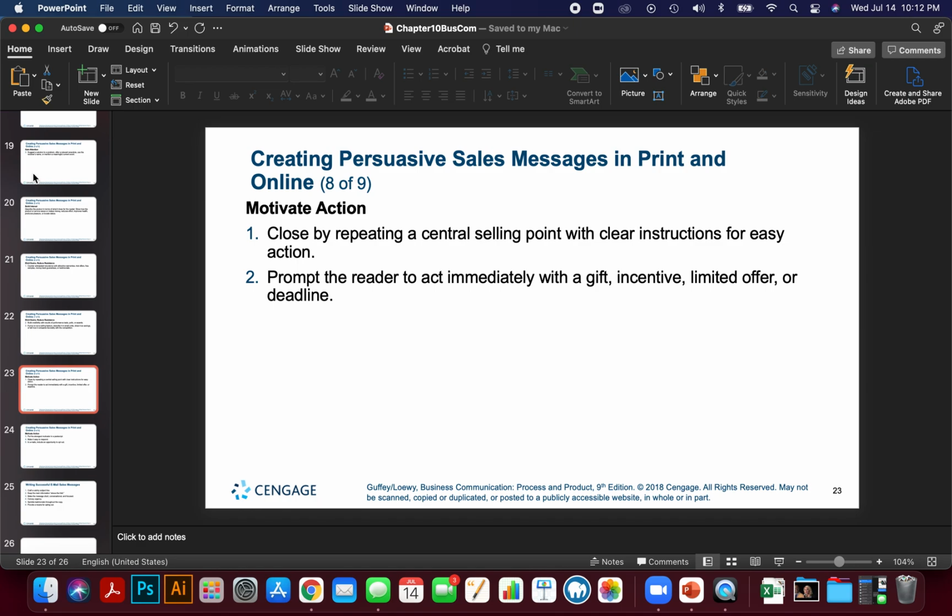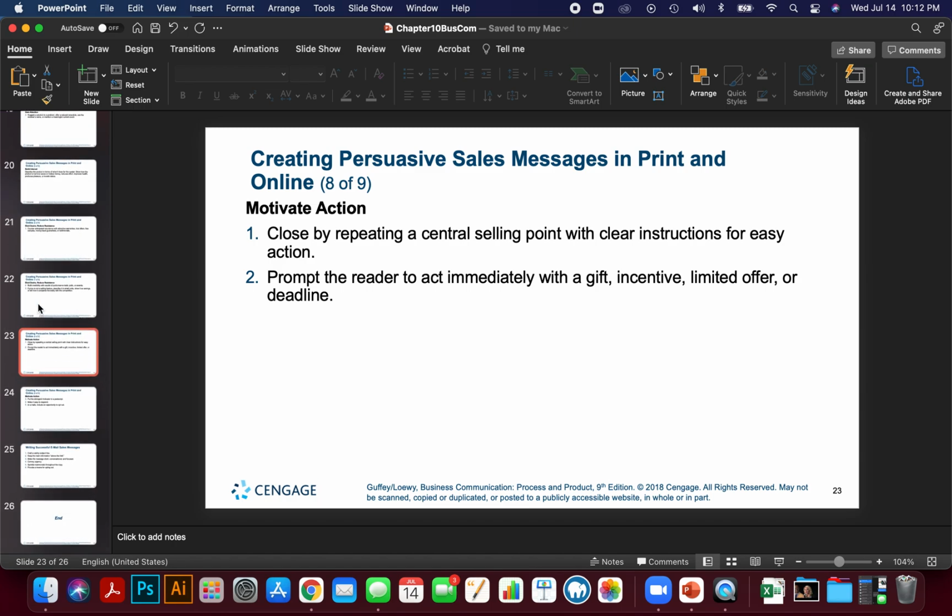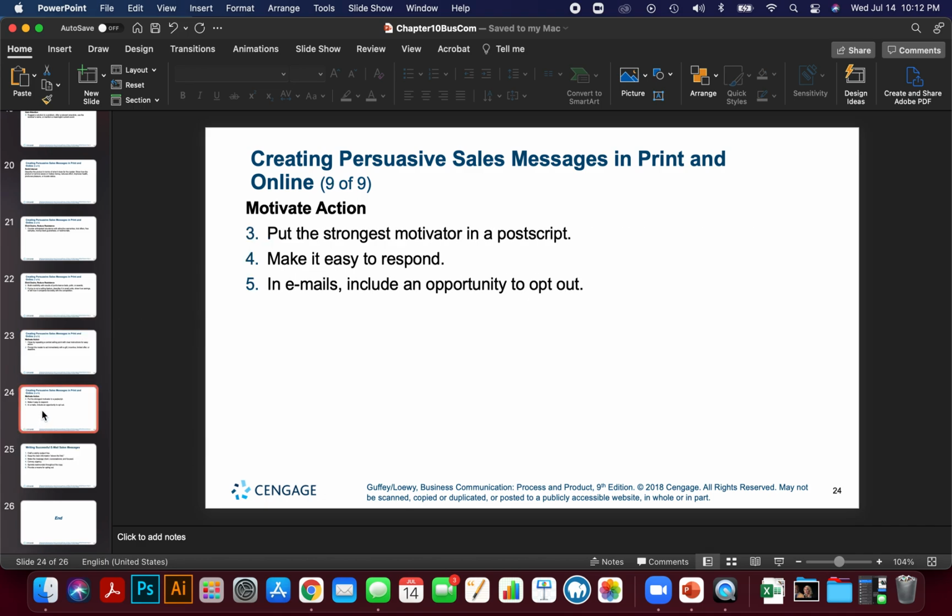Finally, motivate action. Close your messaging by repeating an essential selling point with clear instructions of what you want them to do next. Put the strongest motivator in a postscript and make it easy to respond. In emails, include an opportunity to opt out. In fact, that's law. If you're sending a business message, you need to put the information for the company at the bottom of the message, as well as a link for them to opt out.